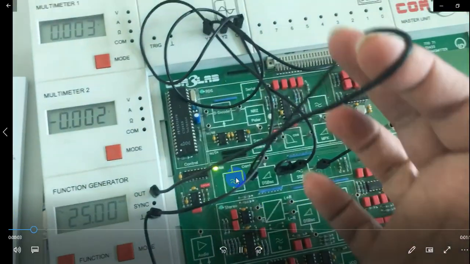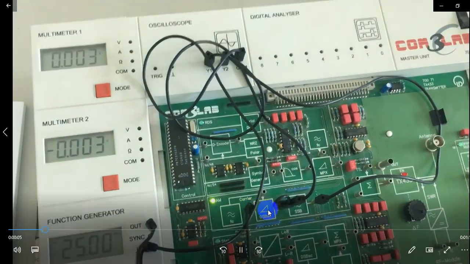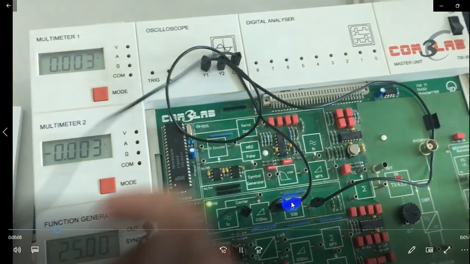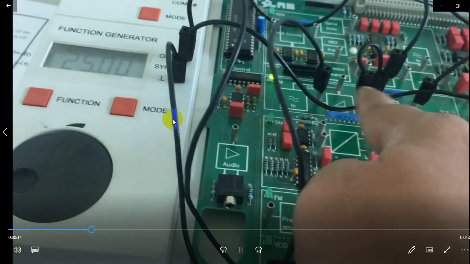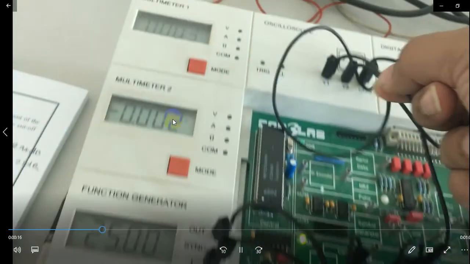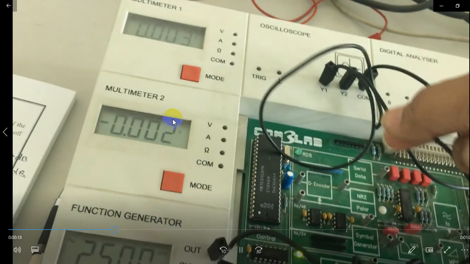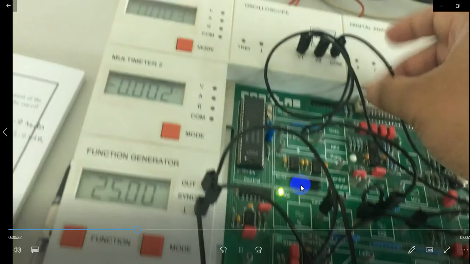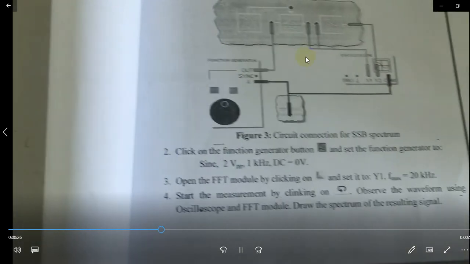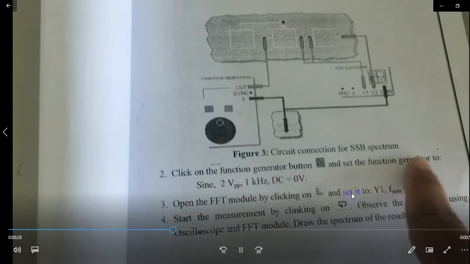Do the connection here from output to the double sideband. From double sideband and single sideband, we connect the double sideband output to Y1 and the single sideband output to Y2. Y1 and Y2 are both connected, so we are checking the output at the double sideband and the single sideband. Like this.